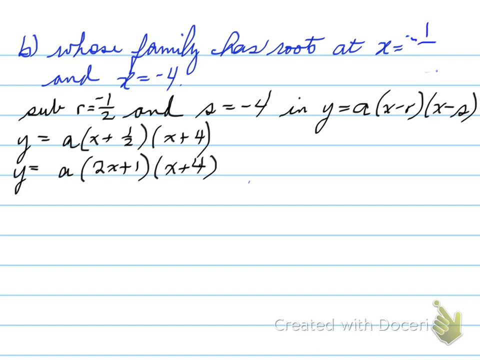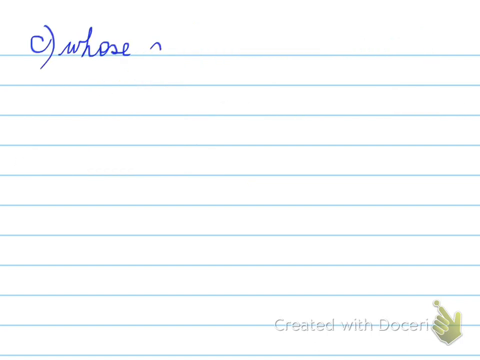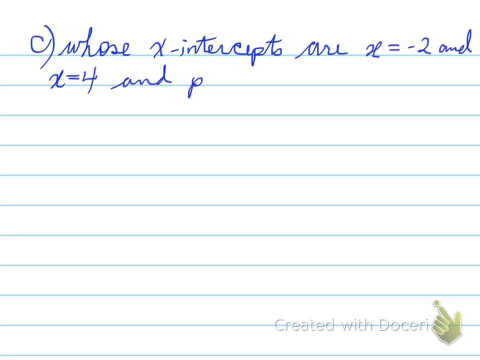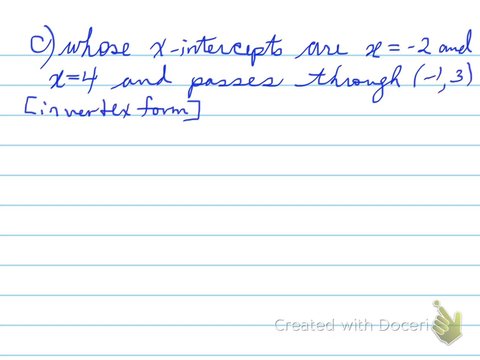Next, what about x-intercepts at -2 and 4 and passes through a certain point? Find the equation in vertex form. What about this type of question?